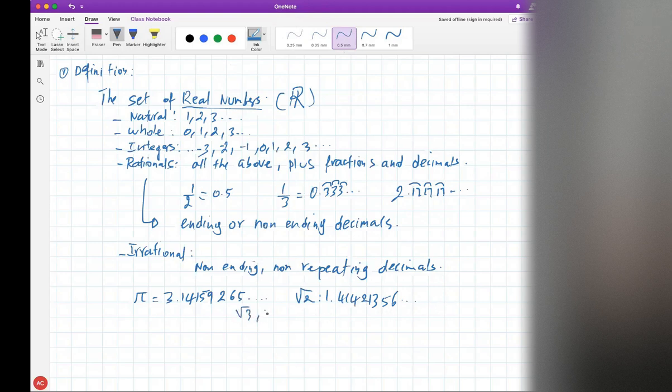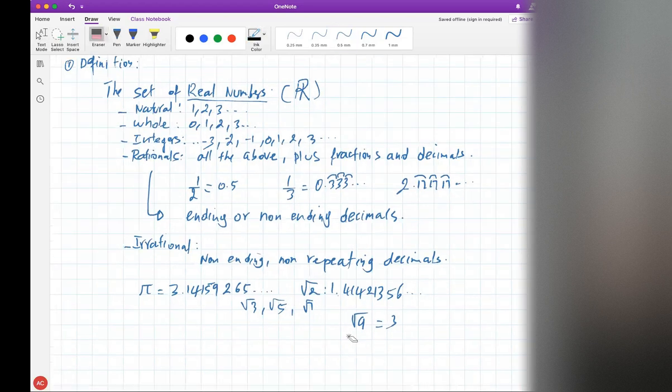So same thing happens with radical 3, radical 5, radical 7. Basically, the numbers that don't have a perfect square root. For example, this one is okay. The square root of 9 is 3. So that we know. It's not a decimal. It's not irrational. This is fine. But some of them don't have a perfect radical like this. For example, the square root of 2 or the radical of 2 is 1 point this, and so on. So that's basically what the group of real numbers is made of.